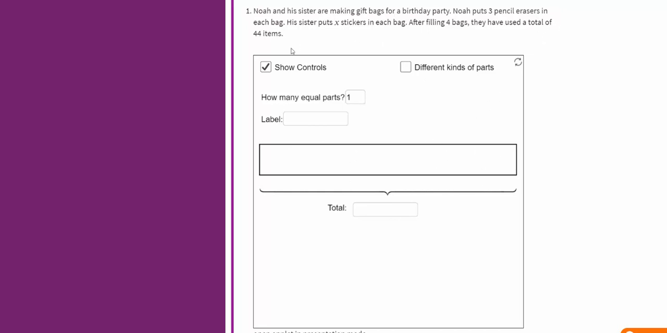So I know the total is 44, so I'm going to go down in here in the total and type in 44. Then how many equal parts? Well, he has 4 bags, so I'm going to change this part to 4 and hit enter. Now for each part, I'm going to label them. I had 3 pencil erasers in each bag, plus X stickers.